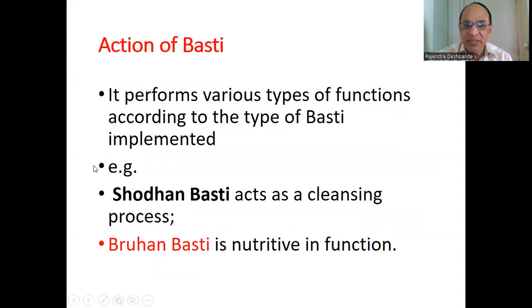Now, action of the Basti: it performs various types of functions according to the type of Basti implemented. For example, if you give the Shodhana Basti, Niruha Basti, Asthapana Basti, it is mainly a cleansing process. Bruhana Basti is for the nutritive type of function. When there is Dhatu depletion, for example a Rajayakshma patient, HIV patient, cancer patient, where weight loss is there, then you have to use the Bruhana Basti.